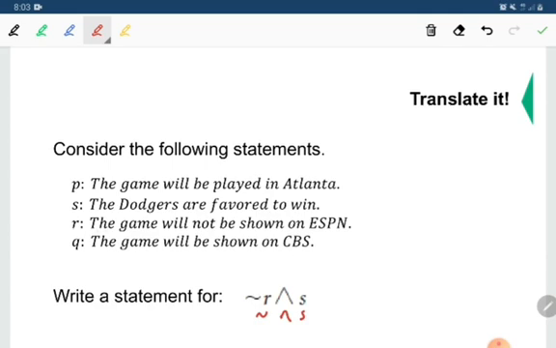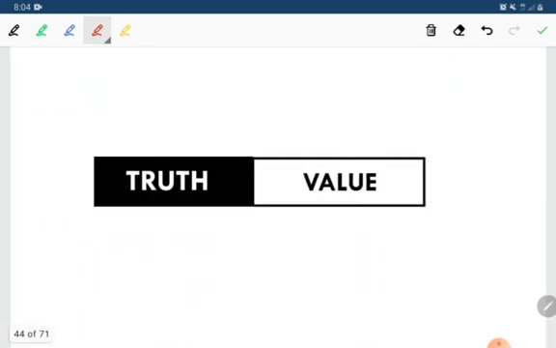R is the game will not be shown on ESPN. The opposite of that is it will be shown on ESPN. And what's S? The Dodgers are favored to win. Okay. I'll see you on the next one.